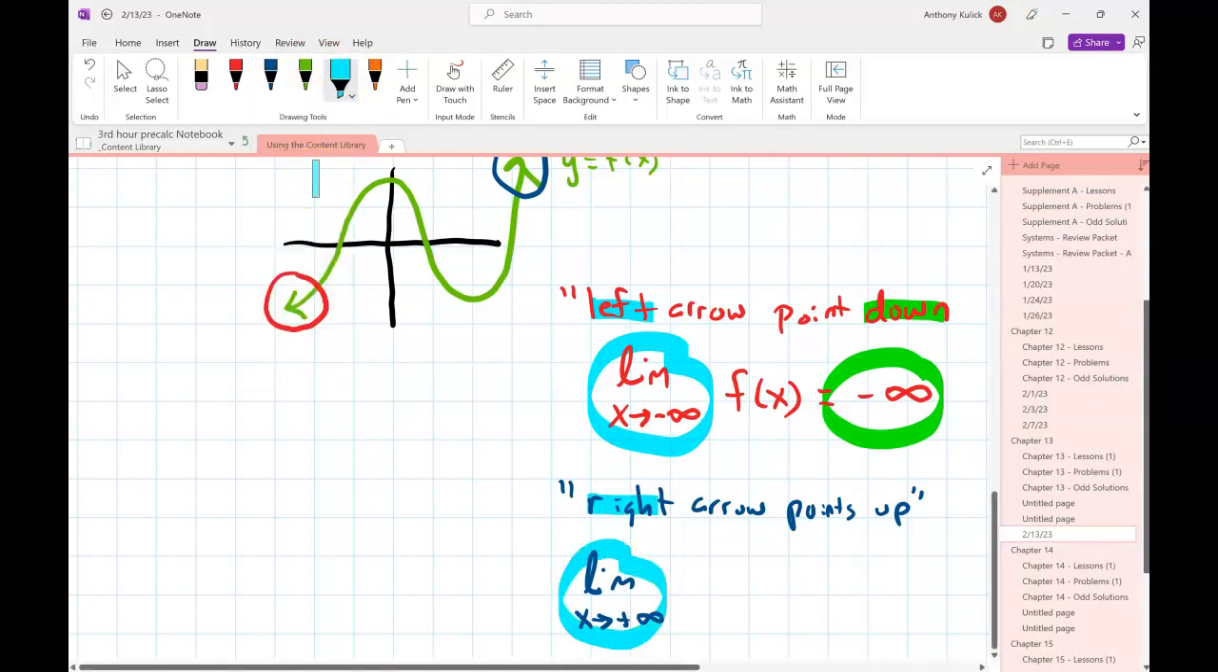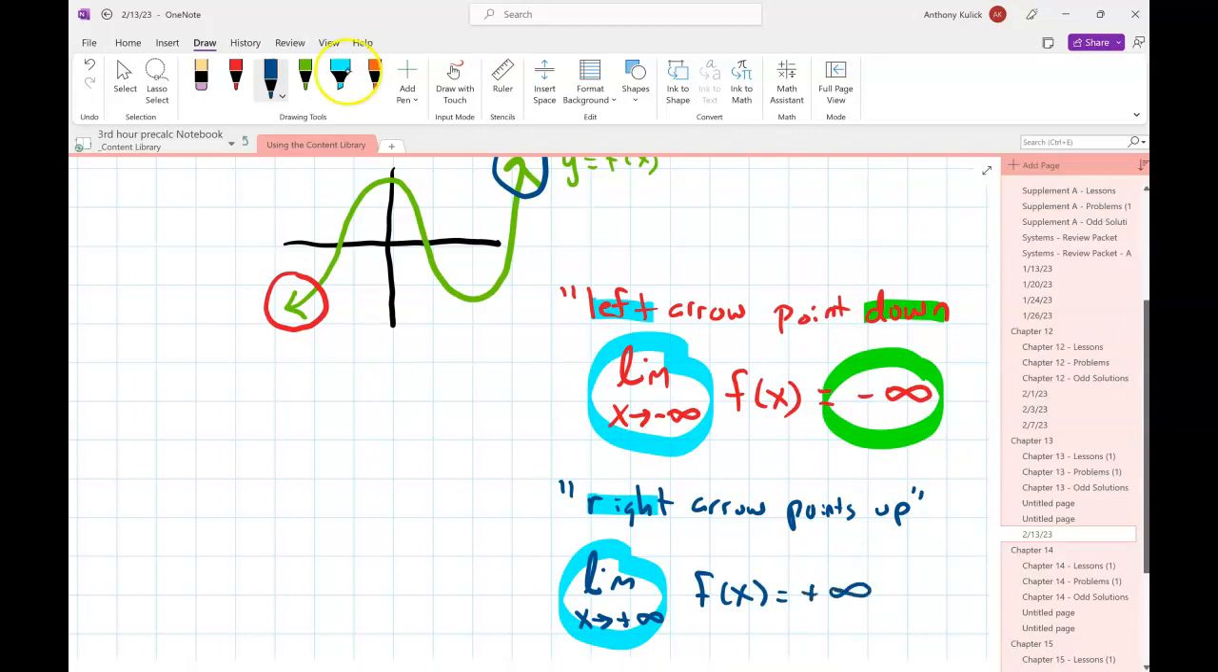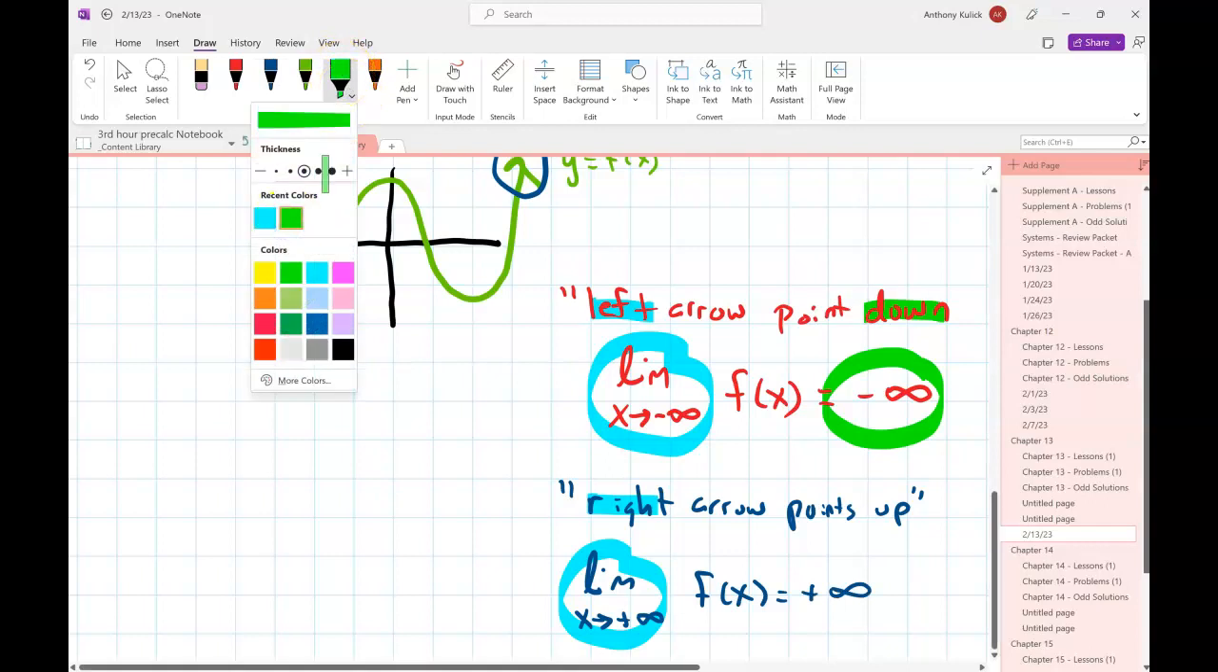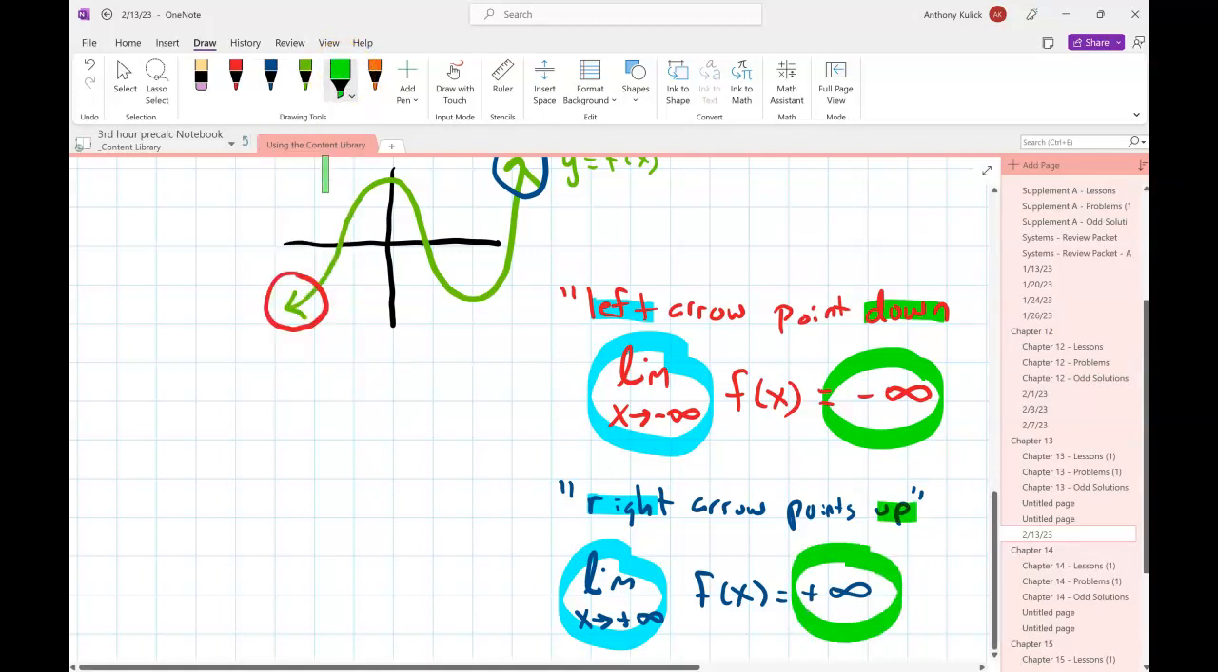So again, that part is just the part for my right. And then we write f of x equals. And then what do you think we're going to write for up? Positive infinity. You got it. So going from a graph to an end behavior description using a limit is pretty easy, right?